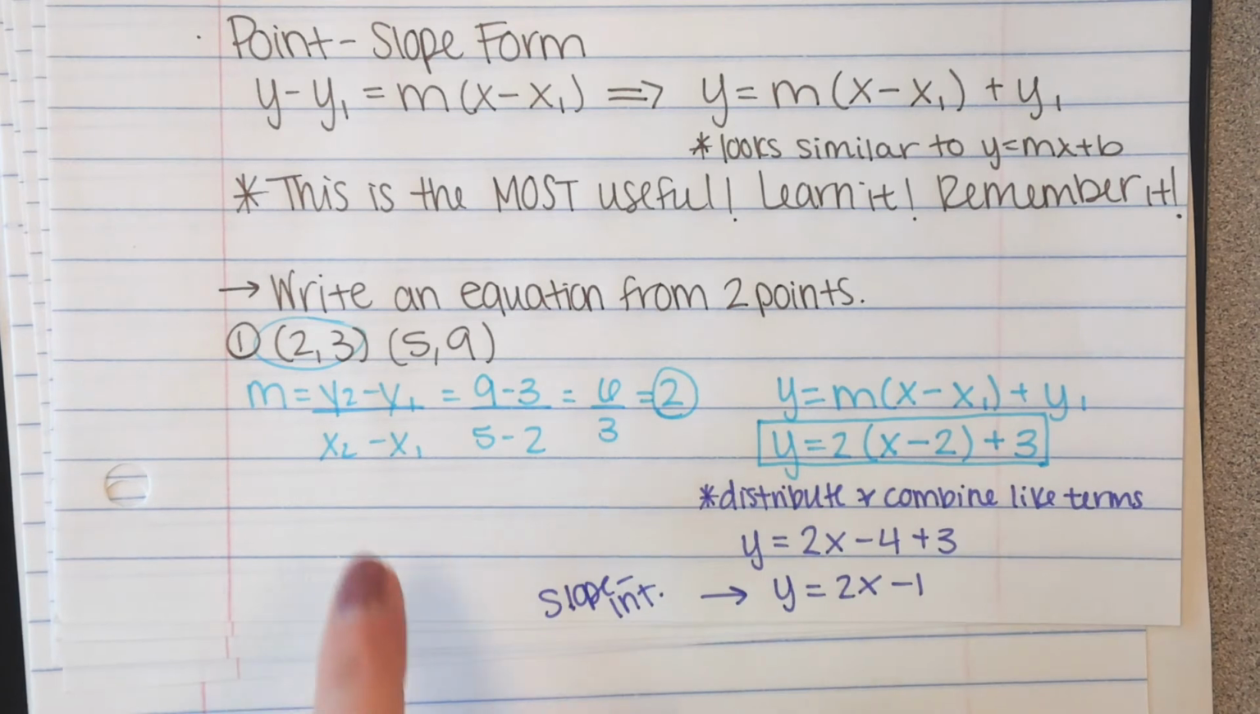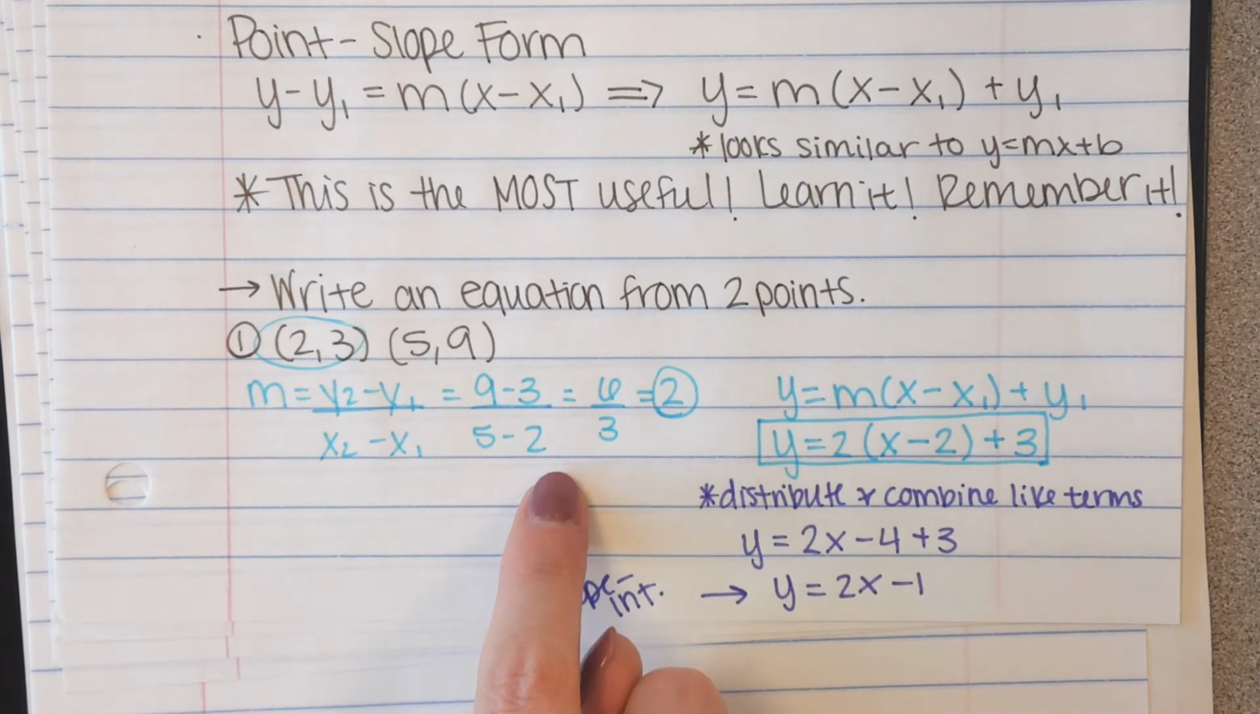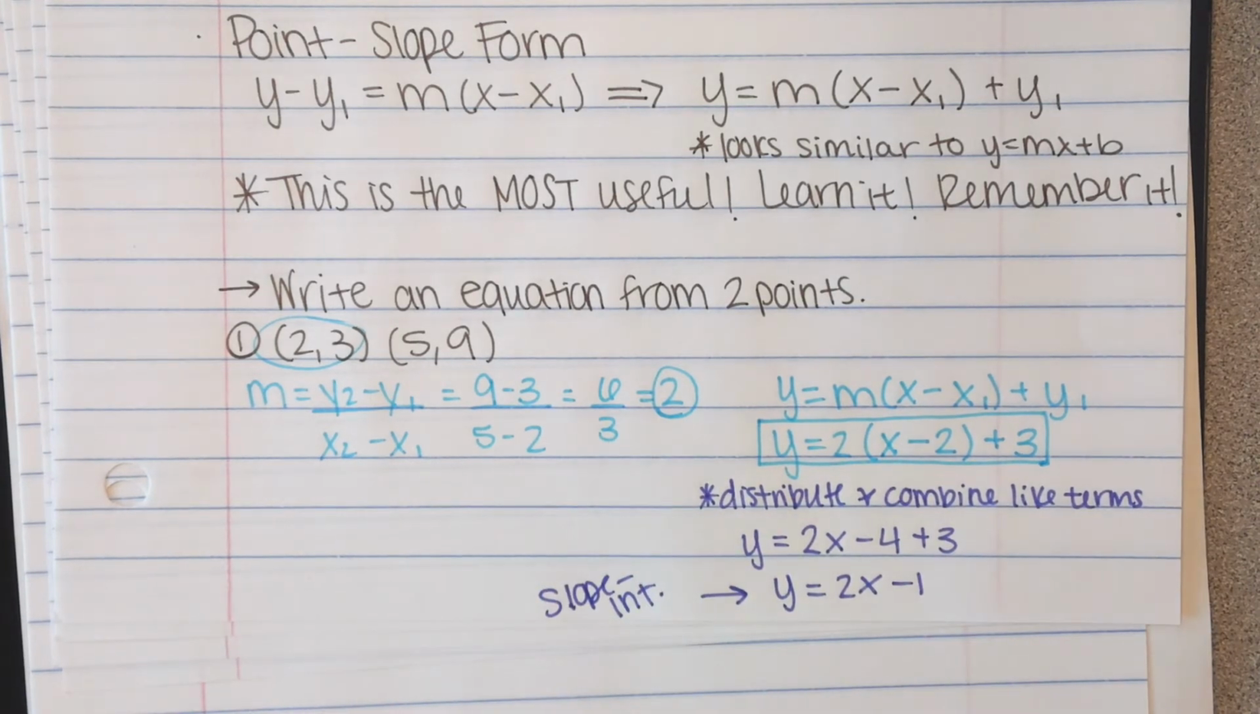So now, even though we had to do a little bit of work to get it to slope-intercept form, some of you might still find that easier than plugging in slope and a point, finding b, and making a new equation. I know that I feel like this is much easier. Okay, so you might feel the same way.